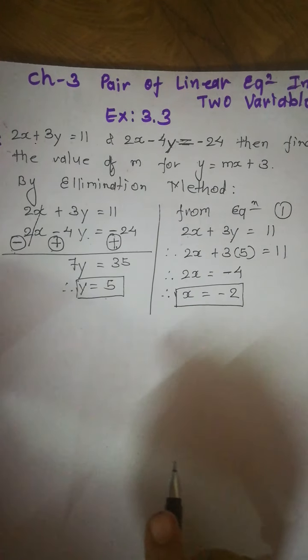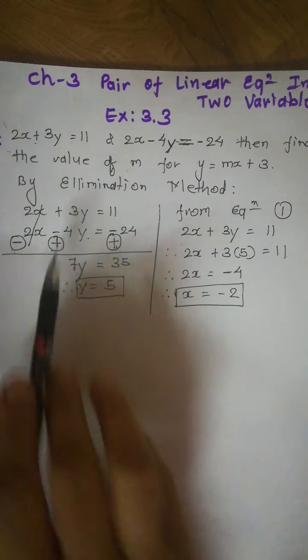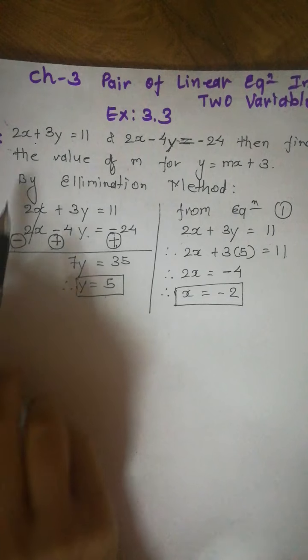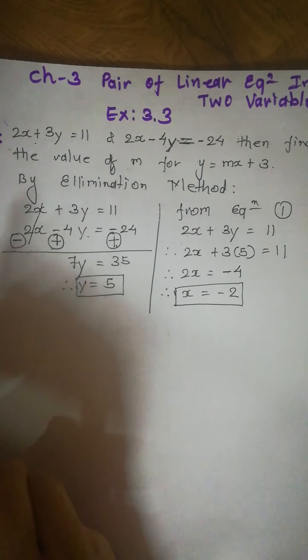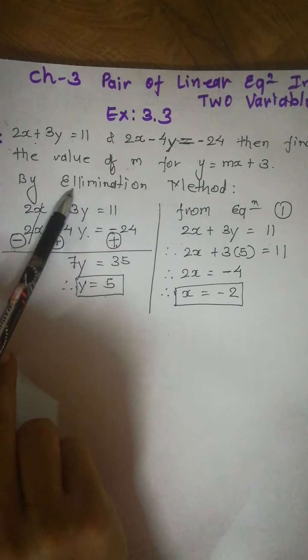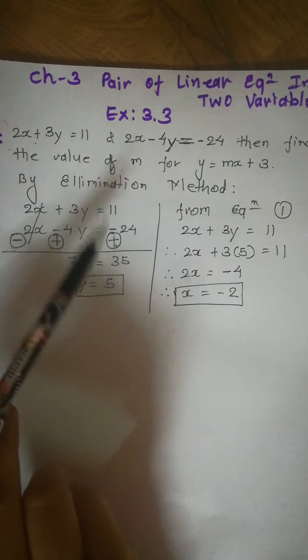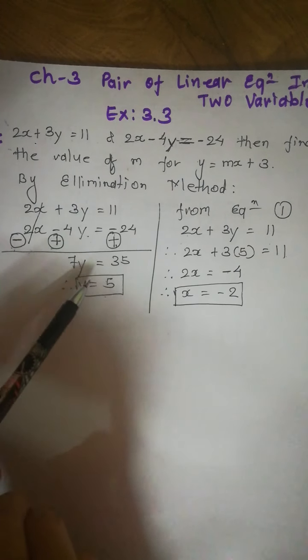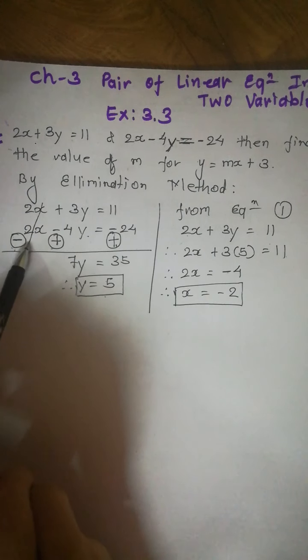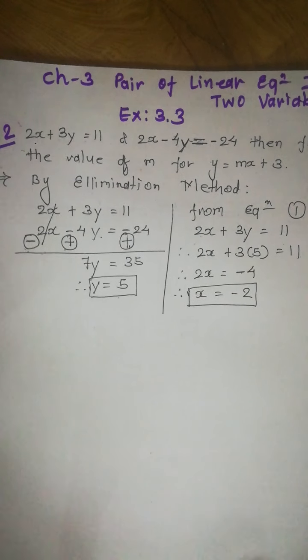In the whole process, as the name suggests, we eliminate one variable by making the coefficients of a variable equal. Again I repeat, in the elimination method, as its name suggests, eliminate one variable by making its coefficients equal. If they are not equal, then you have to make them equal by multiplying by a number.